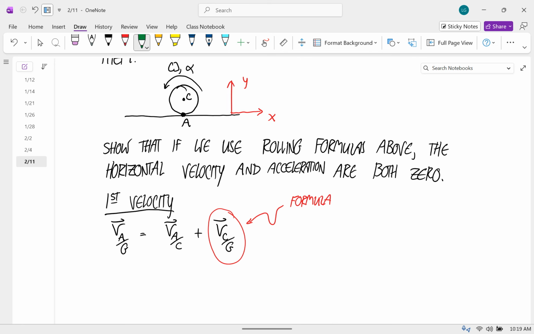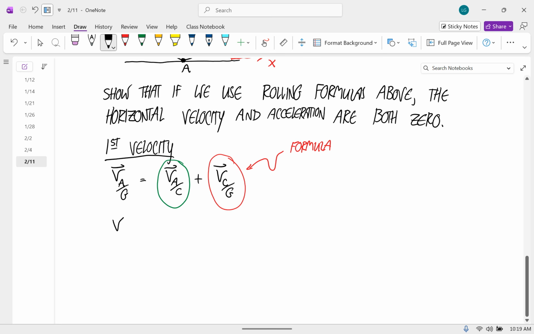We know that, oh wait, is point A the point on the ground or a point on the circle? It's on the circle. Okay. It's the point on the circle that's in contact with the ground. Yep. So the velocity of some point on a circle relative to the center is just circular motion. Okay, so the velocity of A relative to C is equal to omega as a vector crossed with the R vector. That's just circular motion.